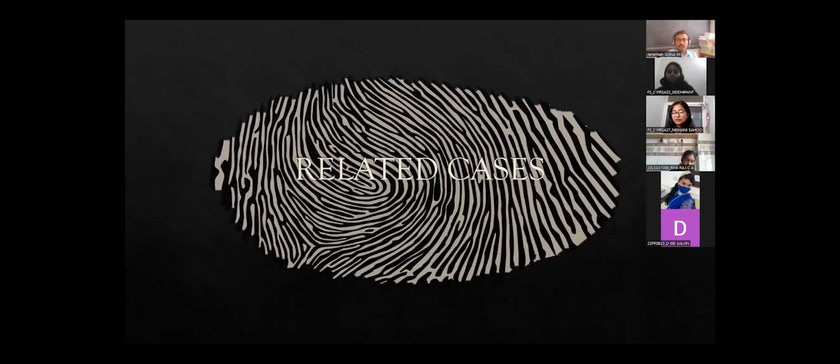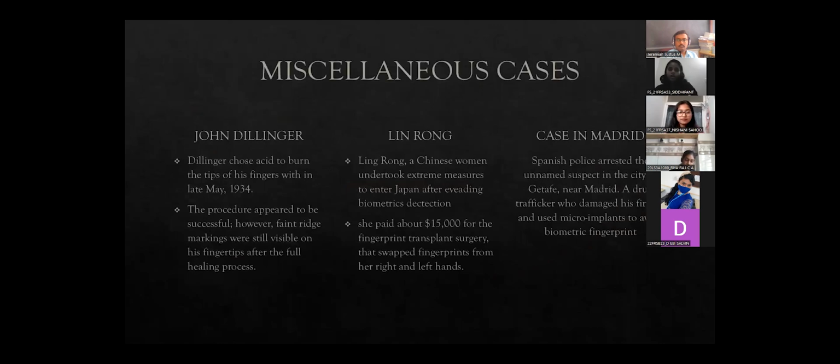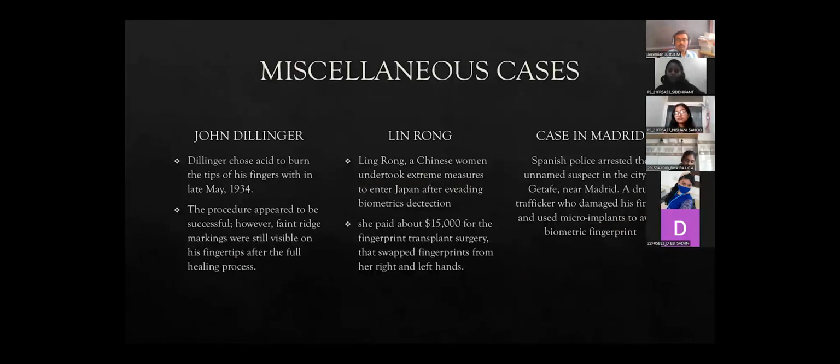So as we studied about the alteration types, here are some related cases which talk about fingerprint alteration. The first prominent case was of John Dillinger. He was one of the notorious American thieves. He chose acid to burn the tips of his fingers in late 1934. The procedure appeared to be successful, but after some time, faint ridge markings were still visible on his fingerprints.